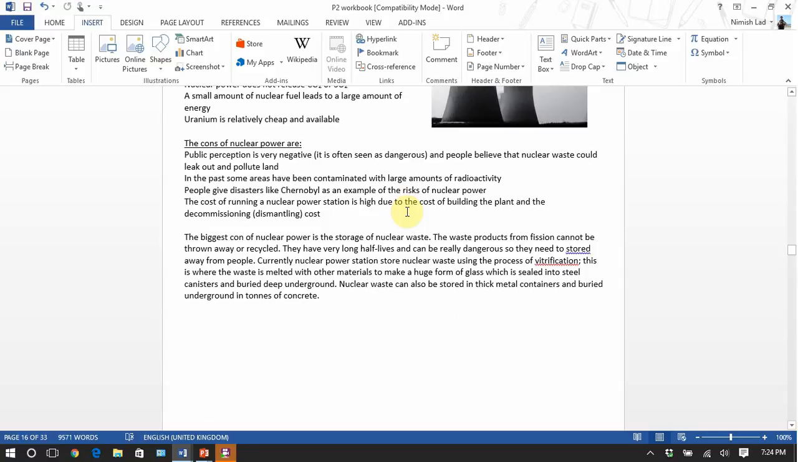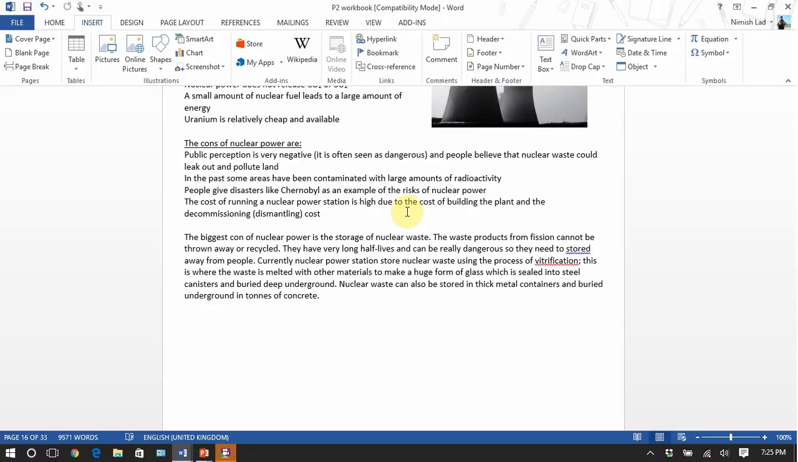Currently it's still pretty bad. It's often seen as dangerous, and people believe that living near a nuclear power station is dangerous, and that nuclear waste could leak out and pollute land, which it could, but the chances of that are very low. In the past, some areas have been contaminated with large amounts of radioactivity, so we're talking about Chernobyl there. So people are worried about another incident like Chernobyl, and the Fukushima disaster that also took place.